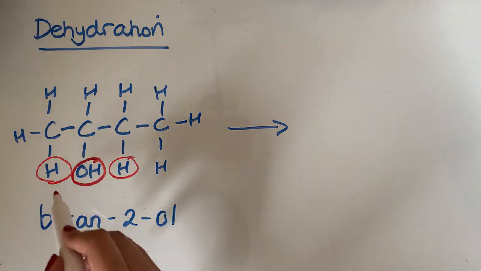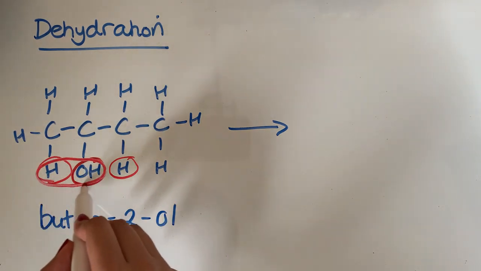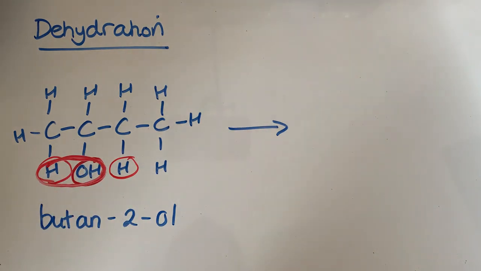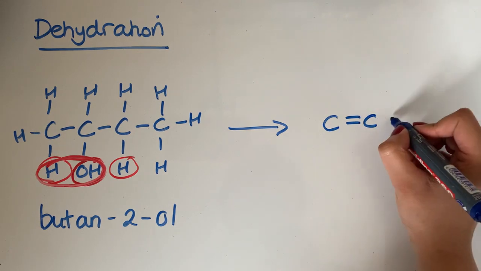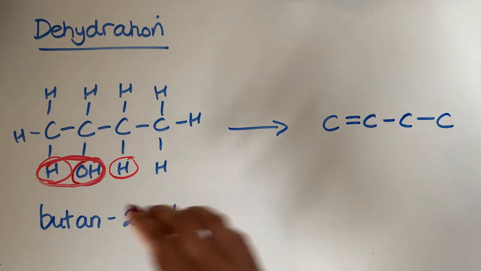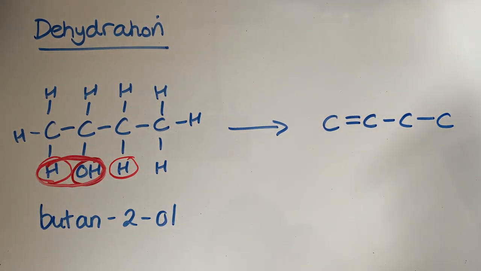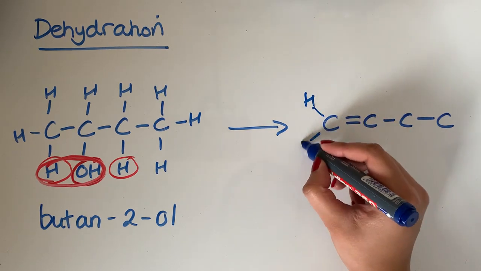Let's go for if I remove these two together to release my water molecule. If I do that, I form the double bond here, between these two carbons here. And that's going to give me this molecule here.